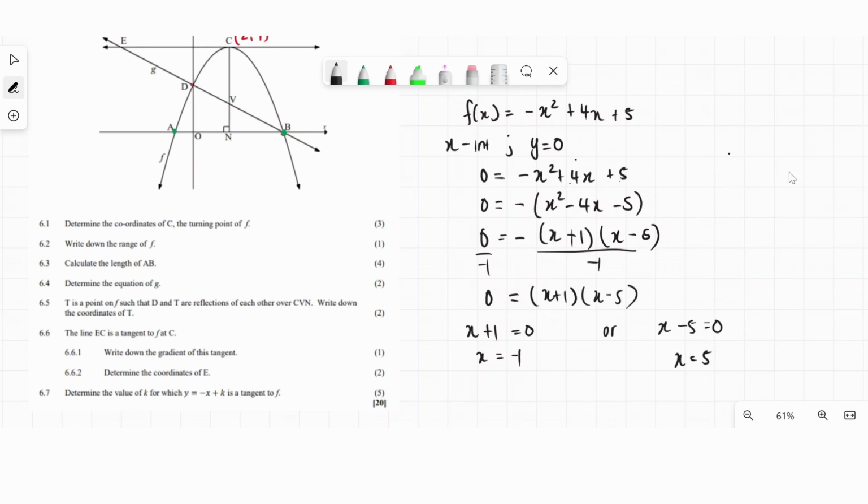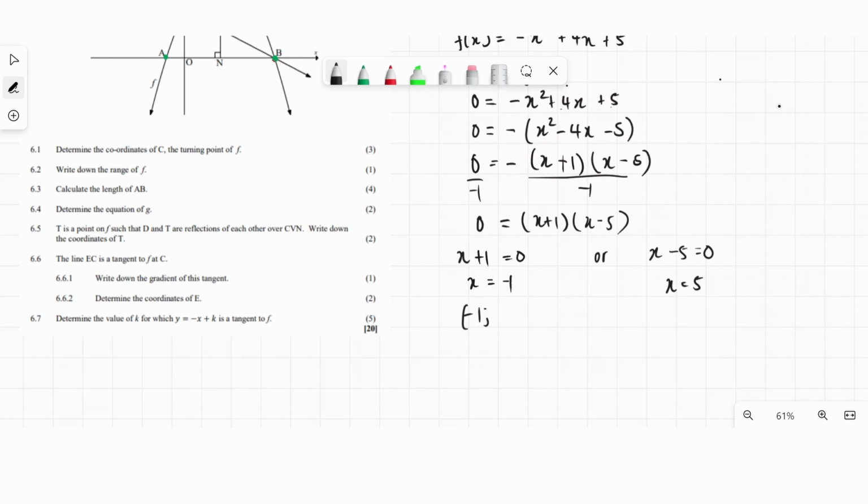So let's do that. It's going to be -1 and 0, and also here it's going to be 5 and 0. So we see the fact that A is on the negative x's. So this one is going to be the one with -1 and 0. And we see that B is on the positive x's. So it makes sense that this one is going to be 5 and 0.